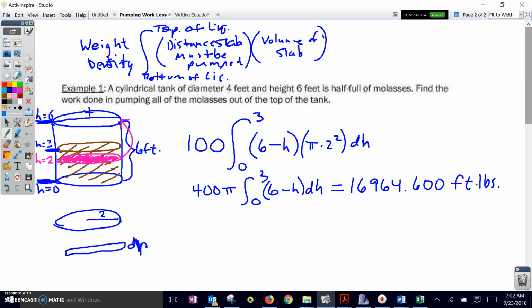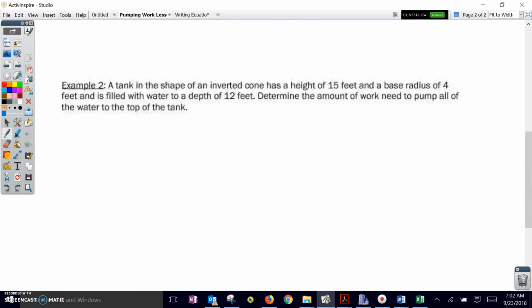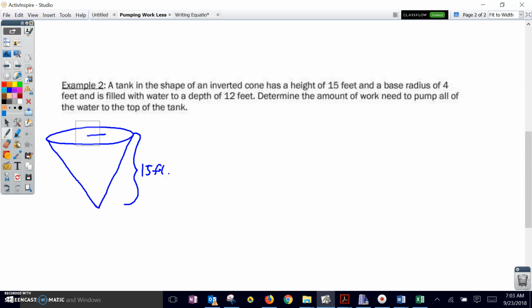Alright, let's look at example 2, a little bit more complex. A tank in the shape of an inverted cone has a height of 15 feet and a base radius of 4 feet. It is filled with water to a depth of 12 feet.